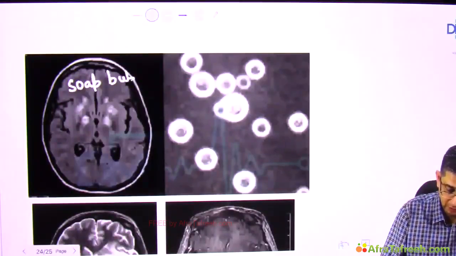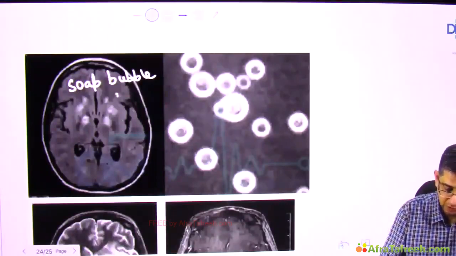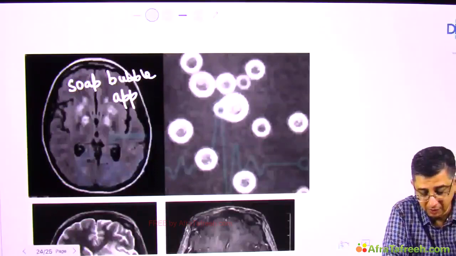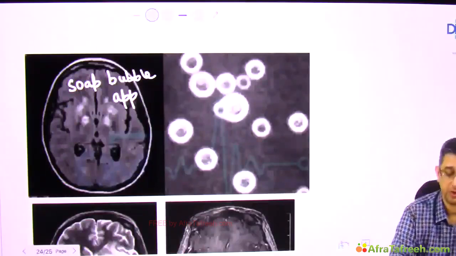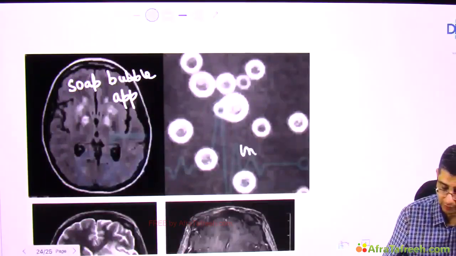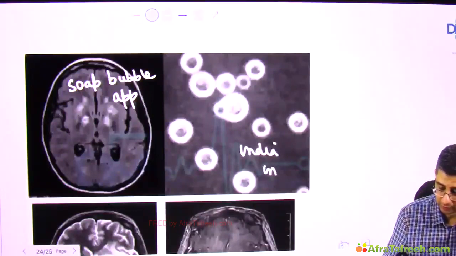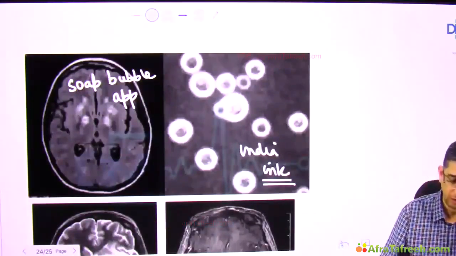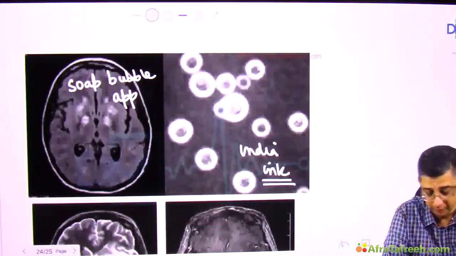Even if the India ink is not given, still this soap bubble appearance, which could be in any part of the brain, is a feature that is characteristic of Cryptococcus. This is obviously the India ink preparation that will show the capsulated organism. I'm saying even if it is not given, even then the soap bubble appearance is easy to pick up.